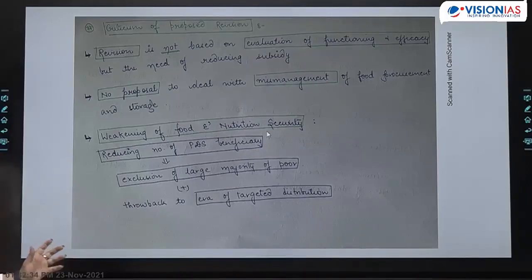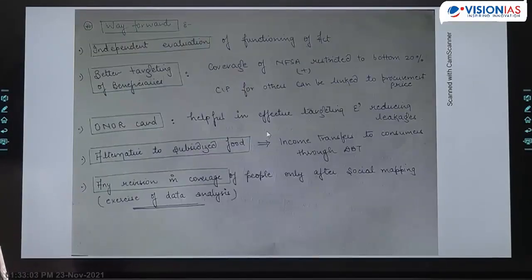Overall, the entire idea of reducing the subsidy will further weaken the food and nutritional security, because even today the major chunk of the population is still not being able to afford the nutritious food. And post-COVID, because of the COVID-induced economic distress, their accessibility as well as the affordability of food, especially the nutritious food, has become a challenge. Is that clear? So overall, what should be the way forward?